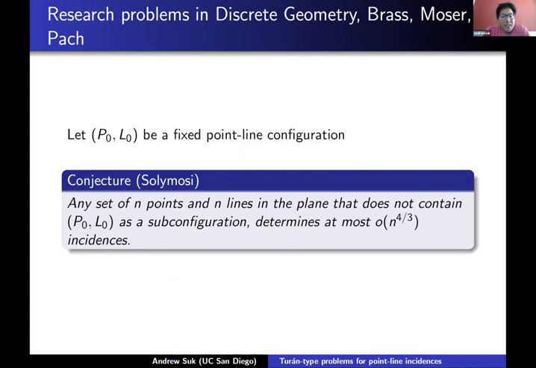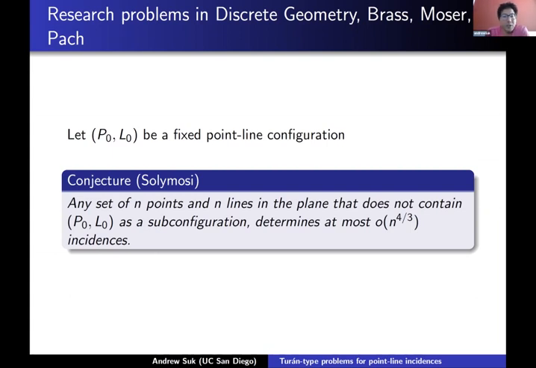So the first time I saw this problem was actually in this book, Research Problems in Discrete Geometry by Brass, Moser, and Pach. And in that book, it's conjectured by Simonovits that if you do fix a point line arrangement P naught and L naught, then any set of n points and n lines in the plane that doesn't contain this thing as a subconfiguration determines just little o of n to the 4/3 incidences. In general, this conjecture is pretty wide open.